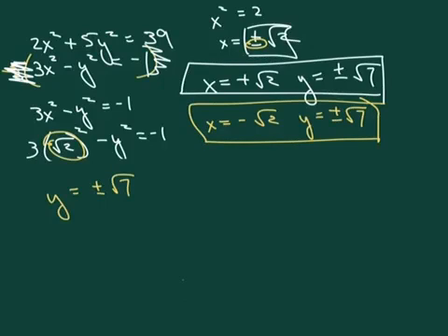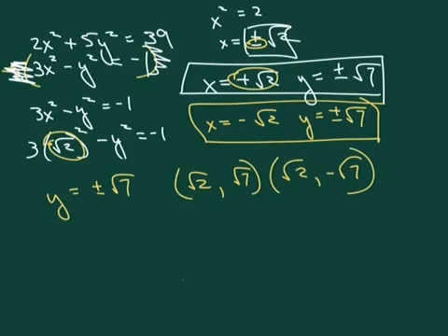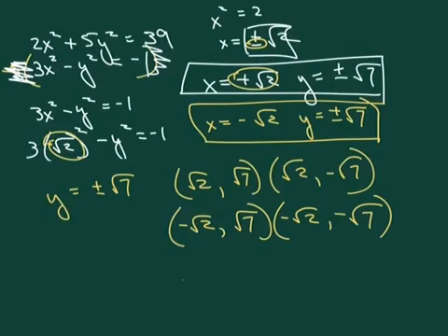Alright, so that is not our answer yet. When x is the square root of 2, what is y? Well, y is going to be plus or minus the square root of 7. So when it's the square root of 2, it's either going to be a positive square root of 7 or a negative square root of 7. When x is negative square root of 2, y is going to be either a positive square root of 7 or a negative square root of 7. Okay, so we've got 4 different places where this is going to cross.